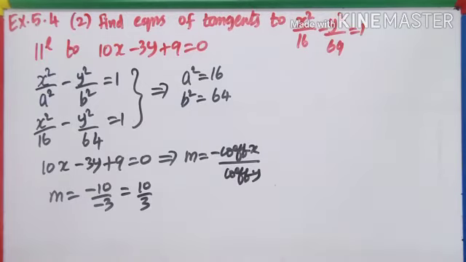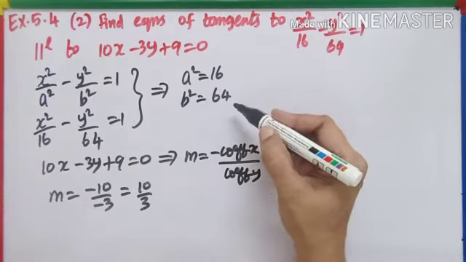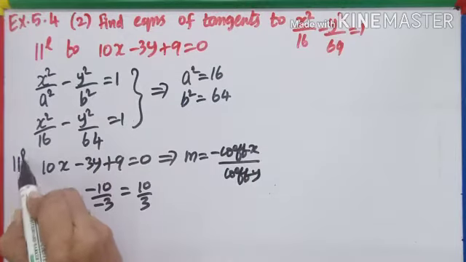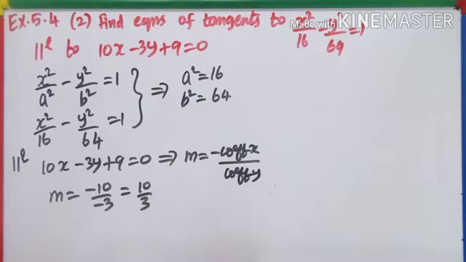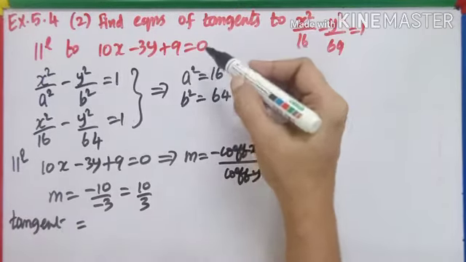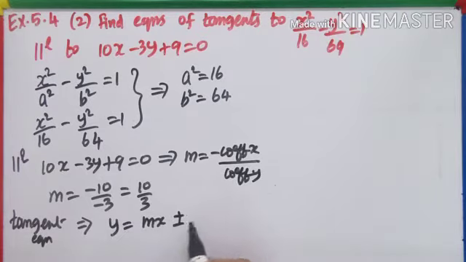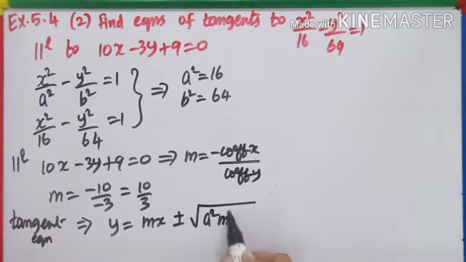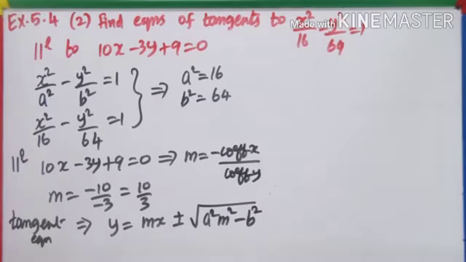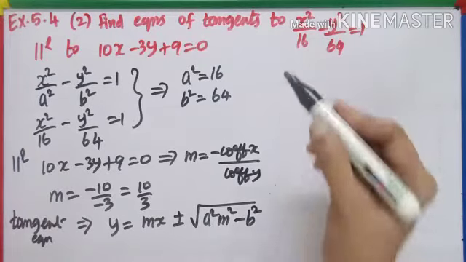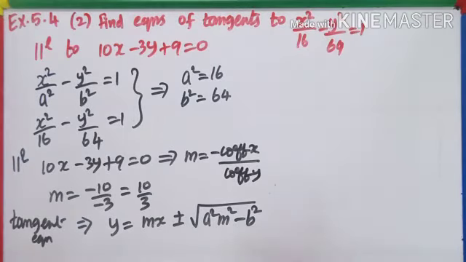So I am able to find out a square and b square, and the line is parallel, which tells me parallel lines have the same slope. So the tangent also has the same slope m. Parallel lines tell me the tangent and the given line have the same slope. What is the equation of tangent? y equals mx plus or minus root of a square m square minus b square. If it is an ellipse, plus symbol, and if it is a hyperbola, we have minus symbol.